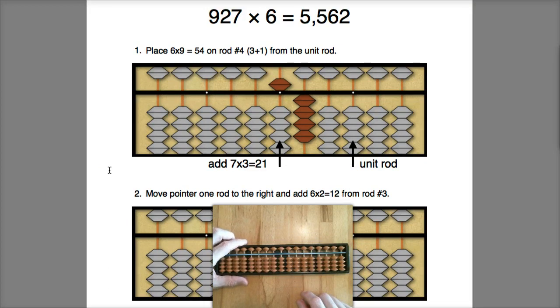And here we have 927 times 6. Again, I'll count off 4 from the unit rod, 1, 2, 3, 4 for my starting location. So 6 times 9 is 54.